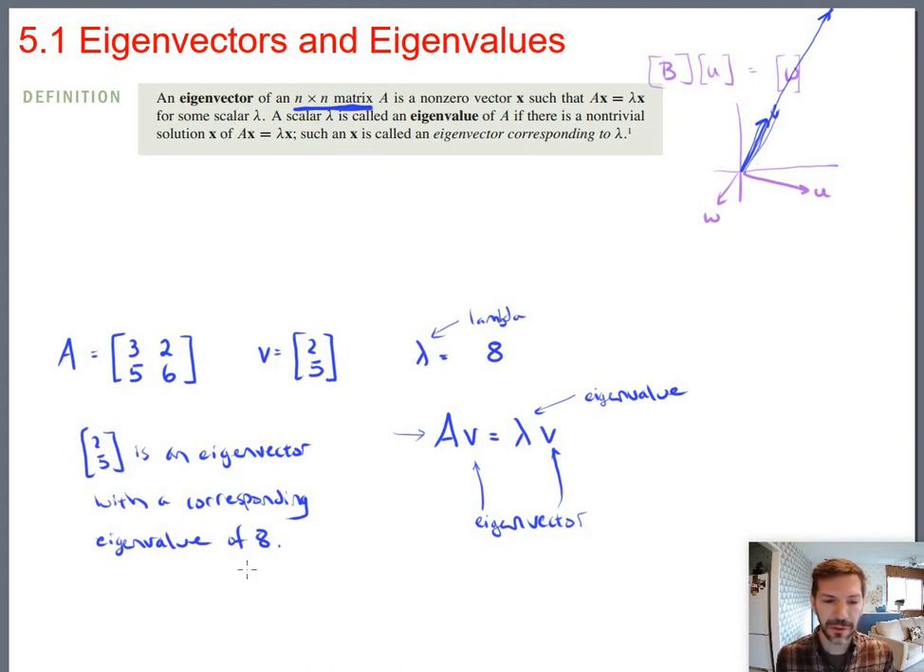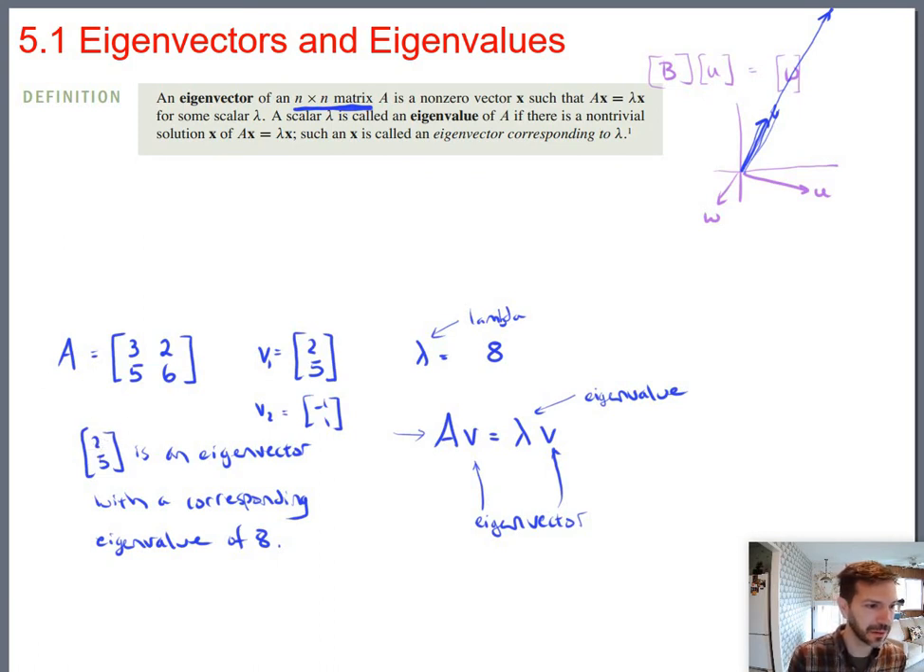Okay, so let's take a look at one more eigenvector for this particular matrix. Let's call this V1. It turns out that negative 1, 1 is also an eigenvector for this matrix. So why don't you tell me what the corresponding eigenvalue is for that one. So take a minute, maybe pause the video.